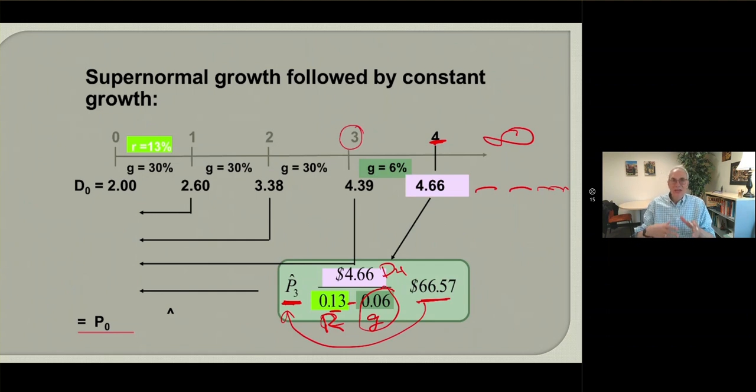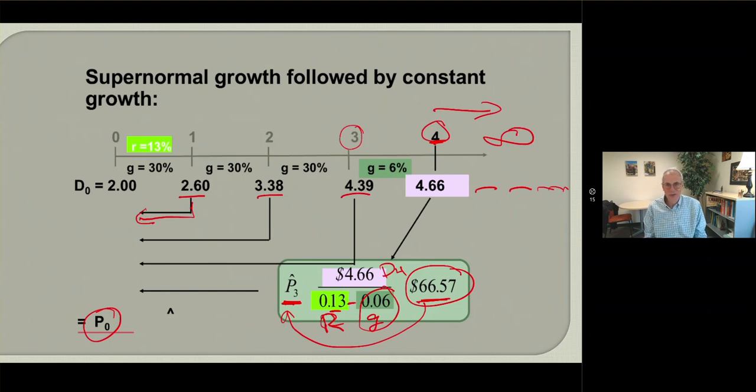Now, that's half of solving for price of year 0. So now what we've done is we've taken all the dividends from year 4 and into the future and lumped them all into one price of $66.57. Now we've got all these other dividends we have to deal with. And all we're going to do is bring them back. This arrow means present value. We're going to bring them back each individually.